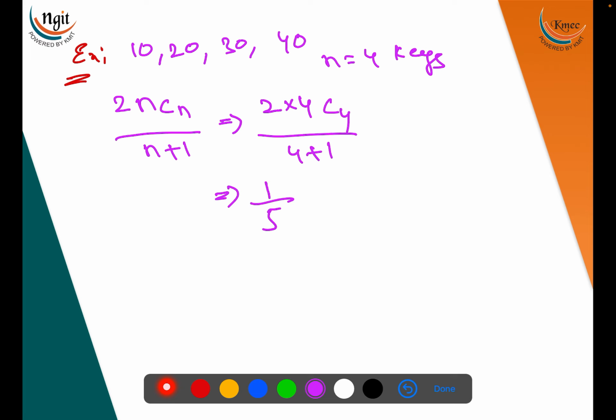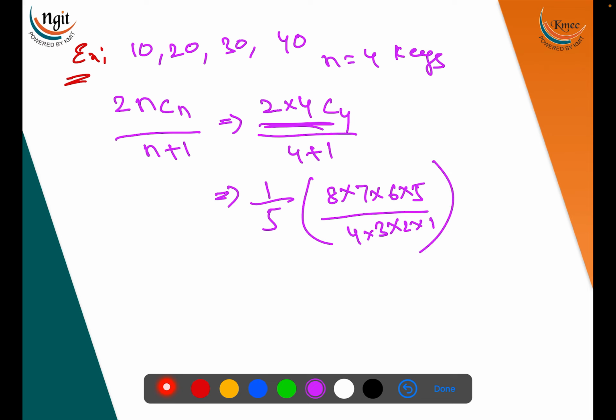4 plus 1 is 5. I am just writing this formula: 8 into 7 into 6 into 5 and 4 factorial. I am just writing 4, 3, 2, 1. So this formula you already know from mathematics, right? nCr is equal to n factorial by r factorial into n minus r factorial. I'm just applying this formula. That's it.